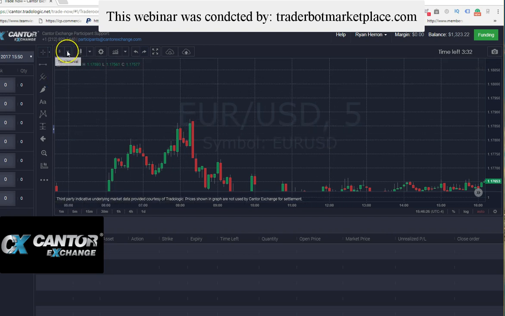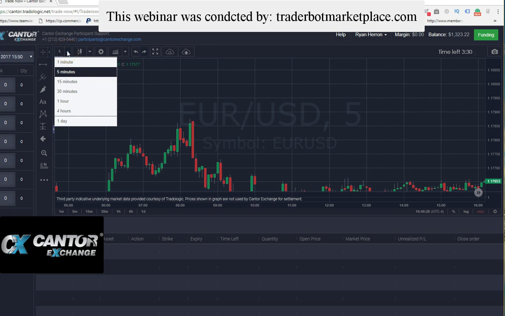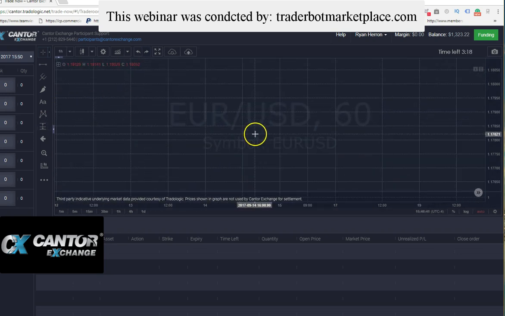Okay, gauging direction. You don't understand how to gauge the direction. Is that correct? Okay. Let's go to an hourly. What time frame are you trading on?